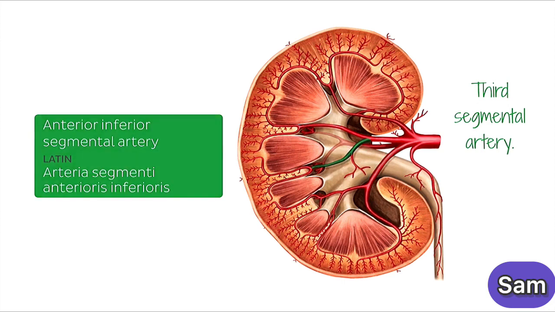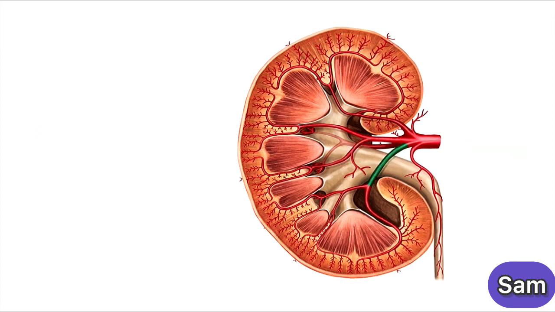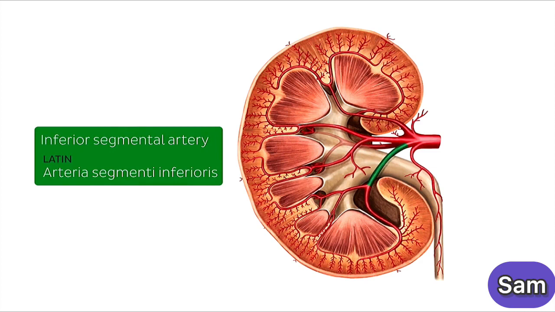We're going to move on to the last one on the list. This one is the inferior segmental artery, and this is then the final segment of the anterior branch of the renal artery, as you can see here. Now, the inferior segmental artery supplies the lower portion, or inferior segment, of the kidneys.